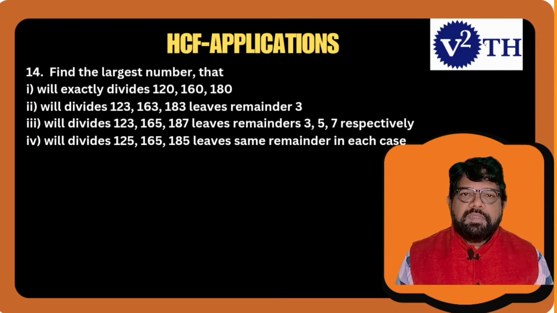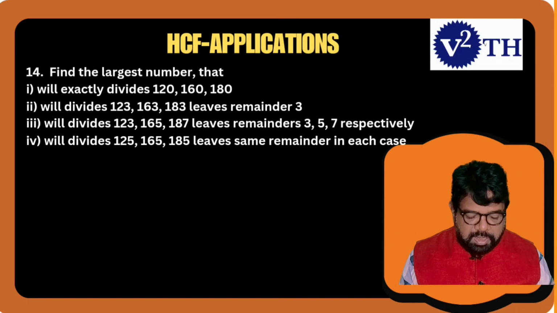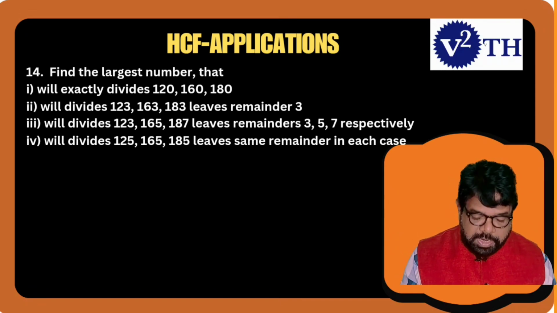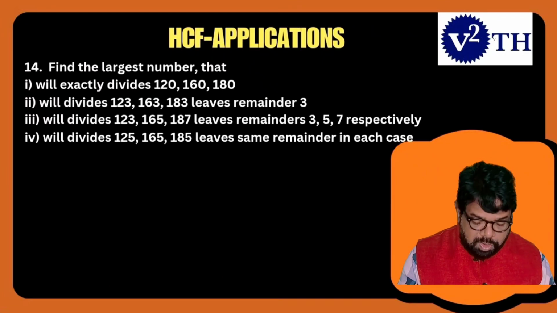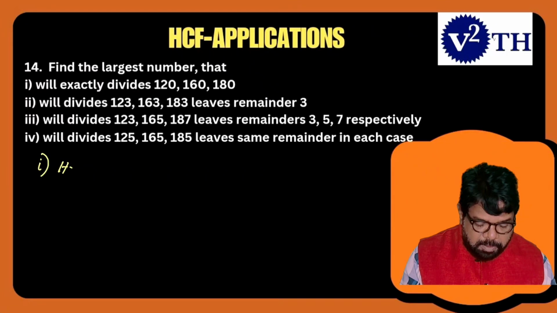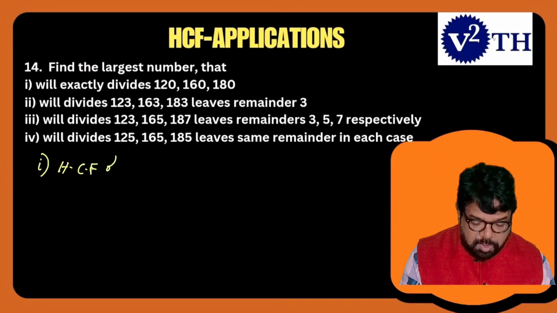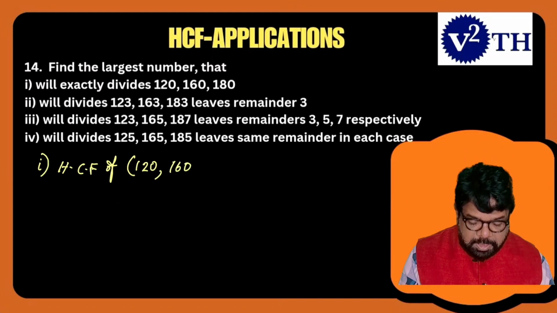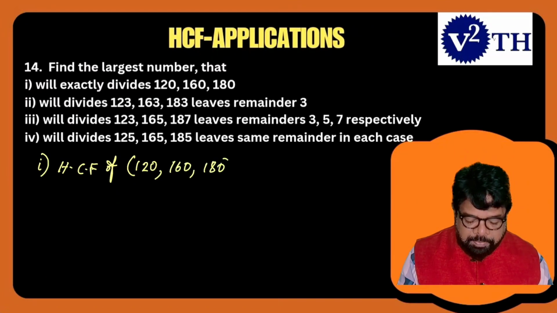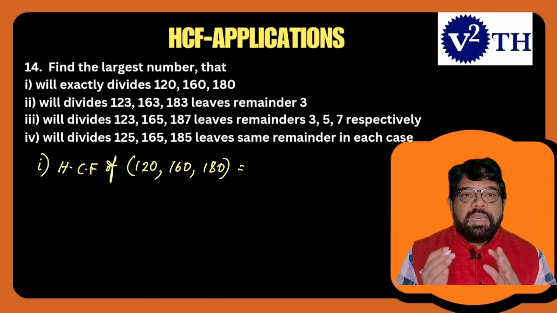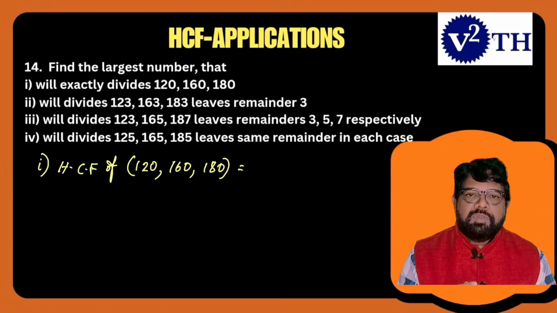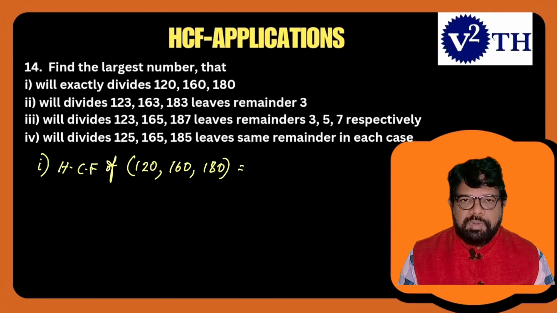Now here what is given? Find the largest number. Now here 4 examples are given. So the first one is exactly divides 120, 160, 180. Now what does exactly divides mean? Simply you have to calculate the HCF for the given values. HCF of 120, 160, 180. What is the largest number that will exactly divide them? You have to calculate simply the HCF of the given values. We know the shortcut. What is the shortcut to calculate the HCF? That we learnt in the previous videos.